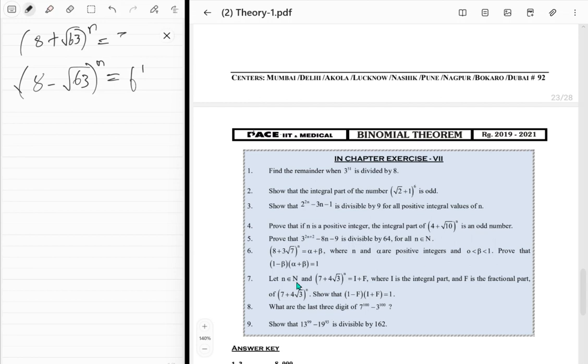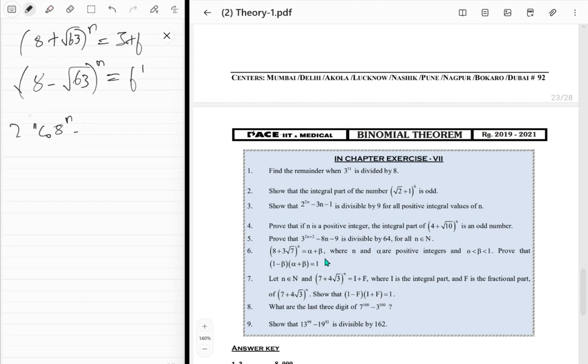I plus f. So I here is in fact just alpha and f is beta, but I'll just use I plus f, not alpha plus beta. And then the same thing over here, just write down this expansion of nC0, 8 power n, and whatever, with square root 63 to the power of 0 and whatever.